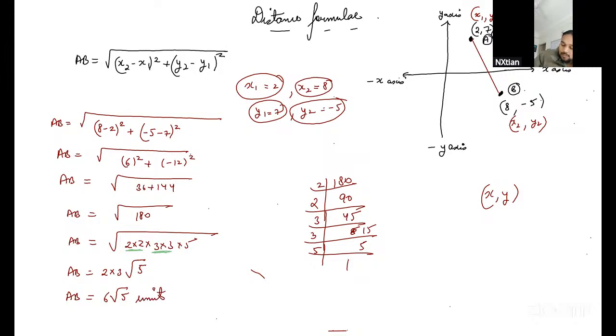You have to write units behind the distance, okay? Units is basically one square is told as 1 unit. So there are this many units found.